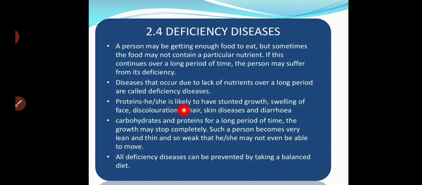A person lacking proteins is likely to have stunted growth, swelling of face, discoloration of hair, skin diseases and diarrhea. So because of lack of protein you will get that many diseases. So it is very important to consume all nutrients. If carbohydrates and proteins are lacking for a long period of time, the growth may stop completely. Such a person becomes very lean and thin and so weak that he may not even be able to move. So, protein and carbohydrates are important to our body.